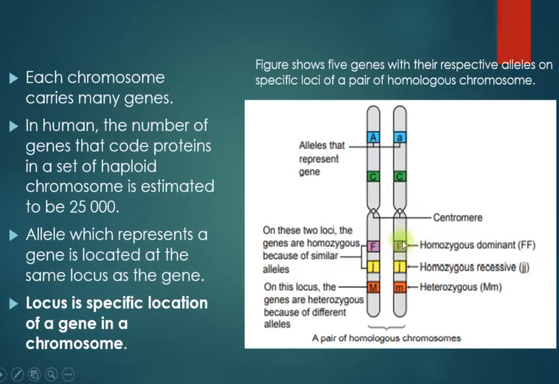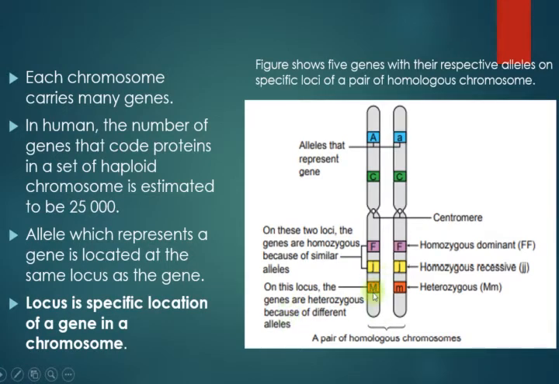The capital letter F here refers to the dominant allele, which controls the dominant trait. So they are homozygous dominant. Here, small j is homozygous recessive, because both alleles control the recessive trait. And on this locus, the genes are heterozygous because the alleles are different.